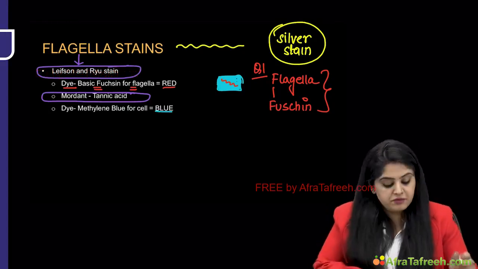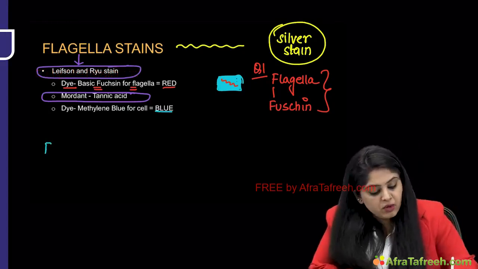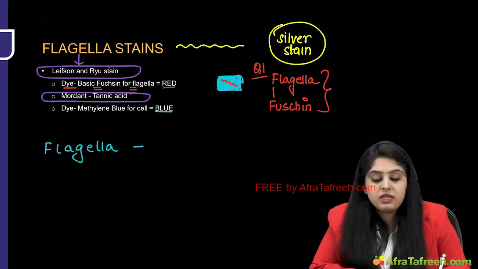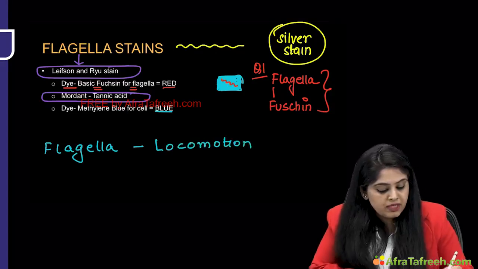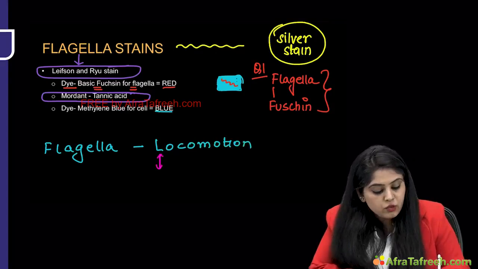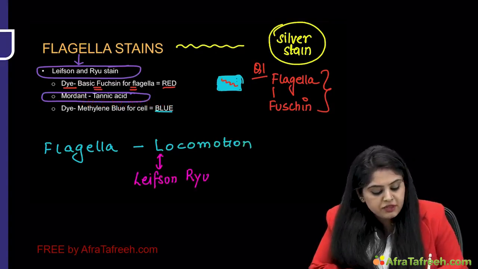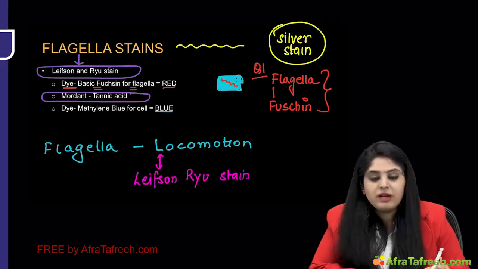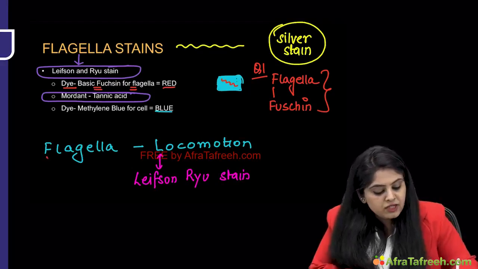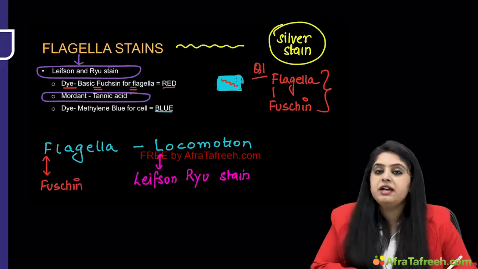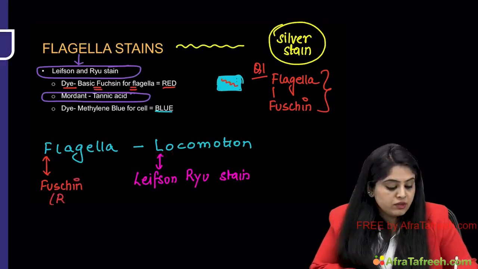How do I learn this information? Never mind. We will make mnemonics because that is the only thing that is going to save us. What does flagella help in? Flagella helps in locomotion. So something helping in locomotion is going to have the Leifson-Reuss stain. In the Leifson-Reuss stain, why is the flagella looking red in color? Because we have added fuchsin to it. That is why it is looking red in color.